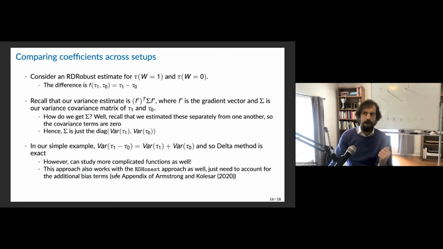What I want to highlight is that this also works with RD honest. In RD honest, you have to worry about these bias terms for the confidence interval.